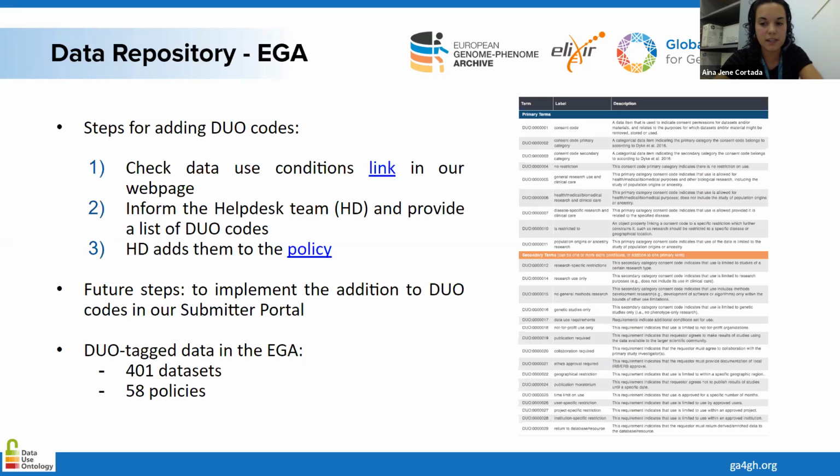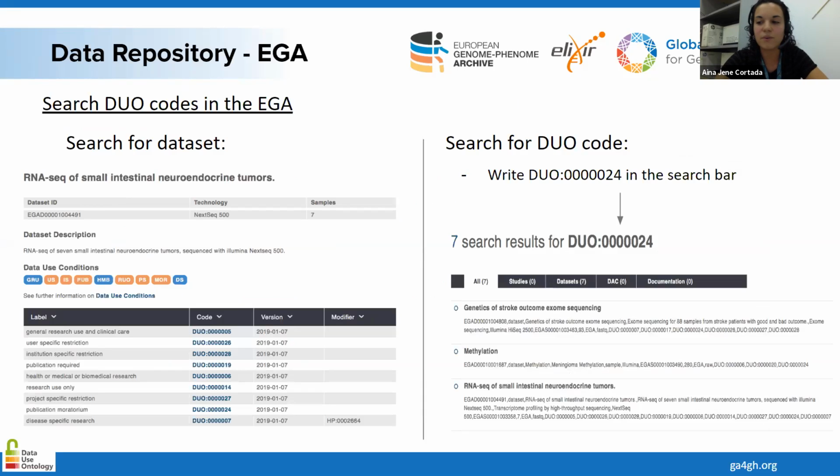Also, in the next slide, I would like to show you how these dual codes are displayed in our EGA web page. So in here, you can see two scenarios. The one on the left is for a data set. If somebody is looking for a certain data set that happens to be tagged with dual codes, in here you will see a part of the web page for data use conditions, where you can find the level, the codes, the version, and the modifier if it's needed for the usage for this data.